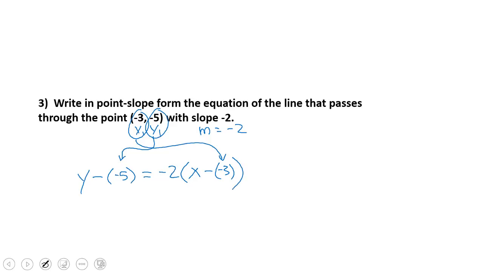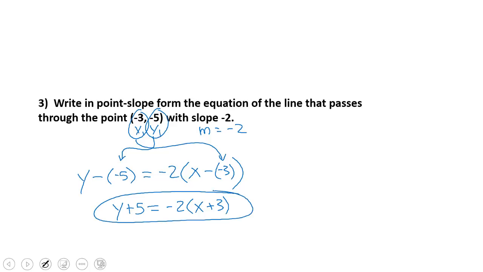And I have two things that I can simplify now because y minus the negative 5 becomes y plus 5 times the negative 2 times the quantity. Well, x minus the negative 3 becomes x plus 3, and I am done. So, if I'm given a point and I'm given the slope and I write it in that form, in the point-slope form of the equation, voila, there it is.